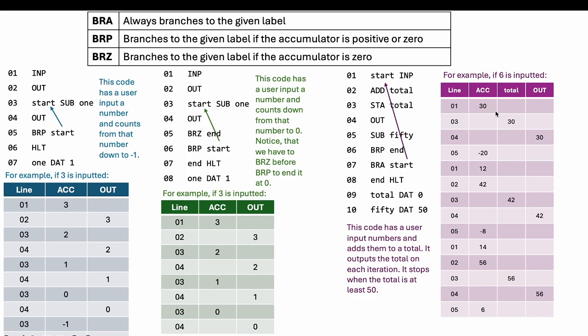Sorry, when we add total, the total starts at 0. So when we add total, it's still 30. And that's why I need to do line 2 there. And then on line 3, we store that back in total. So total is now 30. I'm going to output my total.